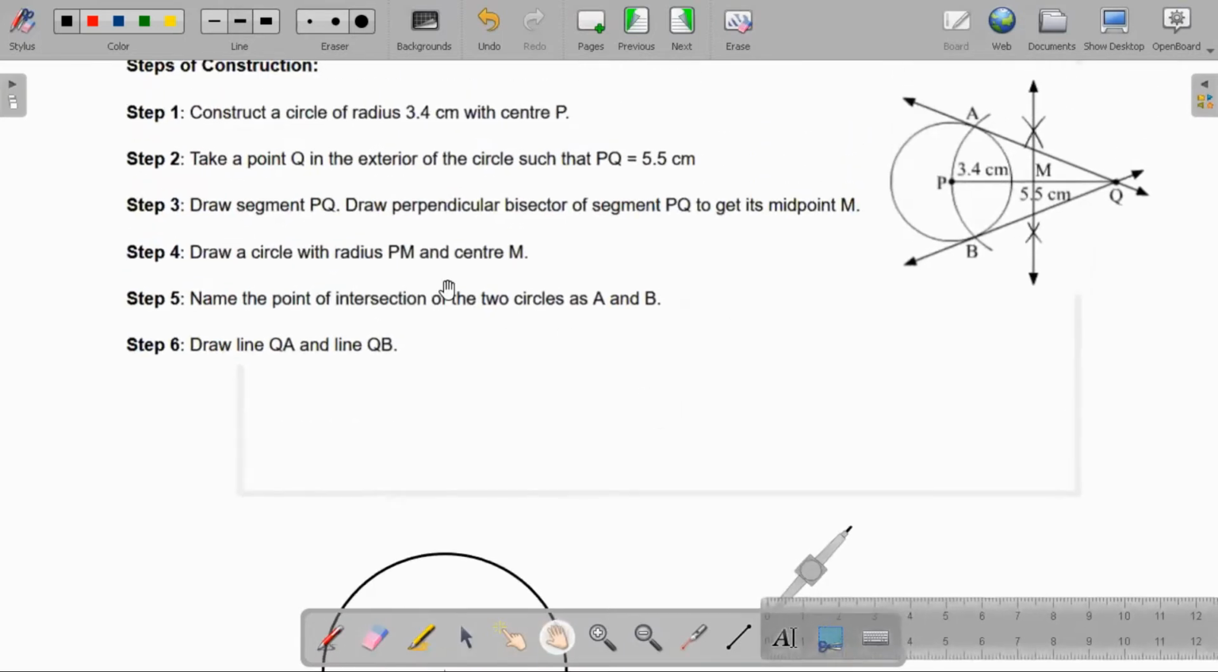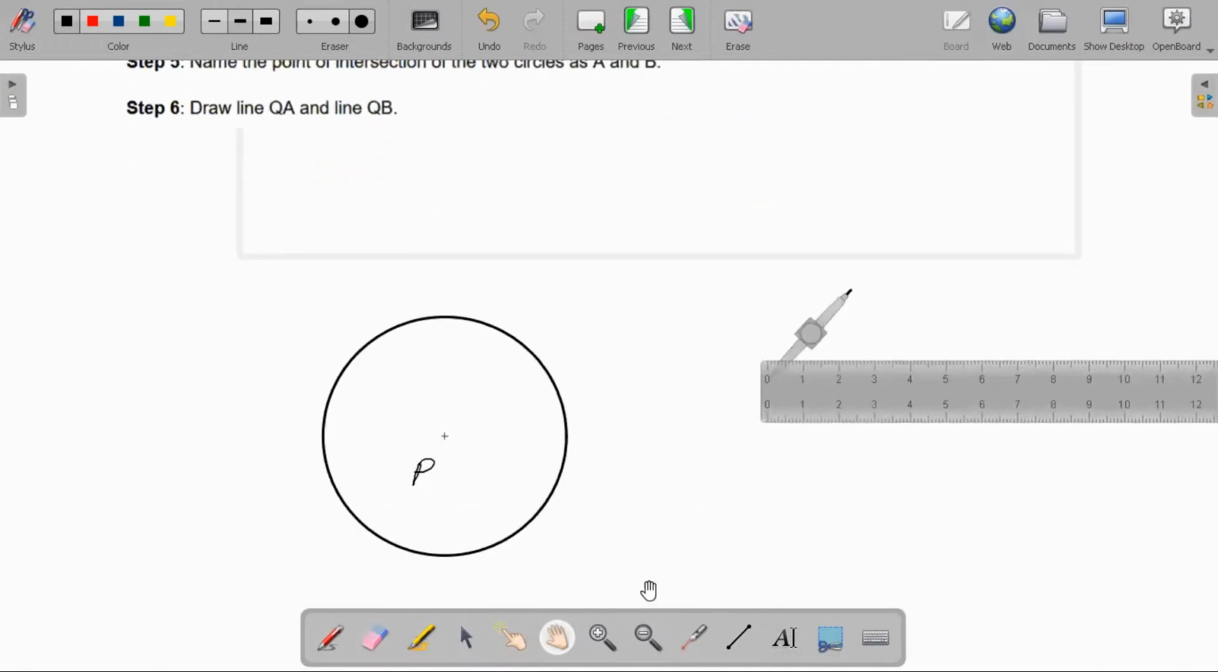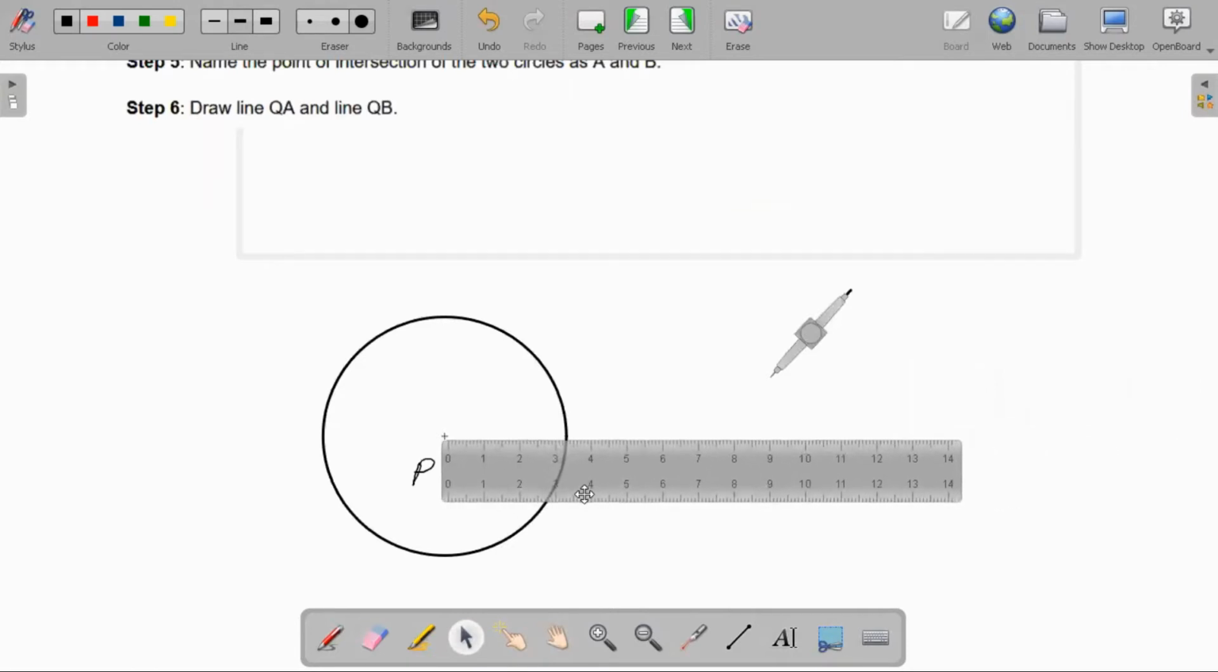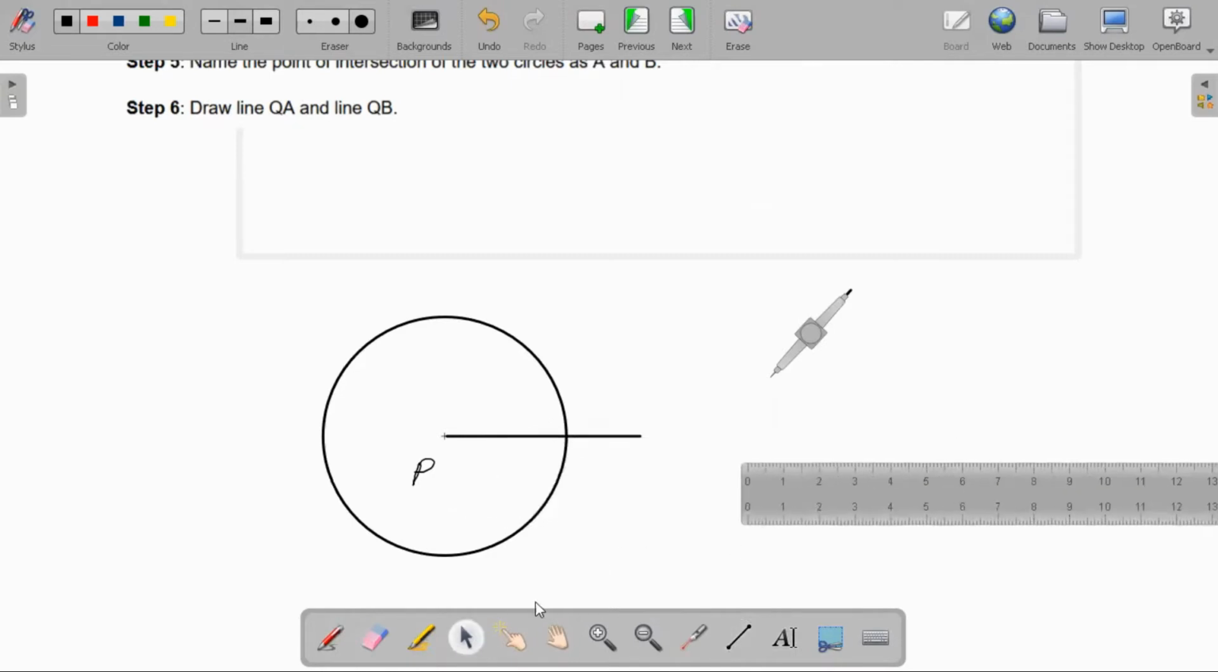Next, if you see the second step, take point Q in the exterior of the circle such that the distance between the center P and Q is 5.5. Now for this, we'll require our compass and our ruler, and with the help of your ruler, from the center of the circle, you draw 5.5. Now, this will be point Q, and this distance is 5.5. And we know the radius of the circle is 3.4 centimeters.